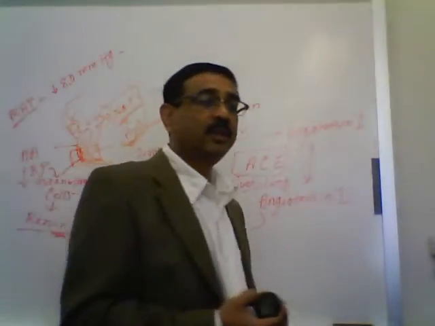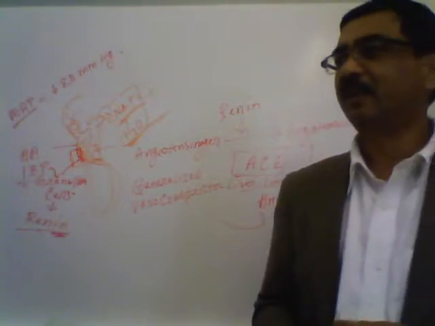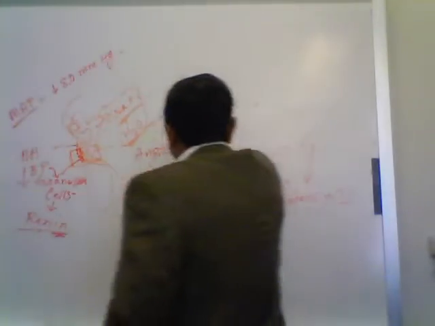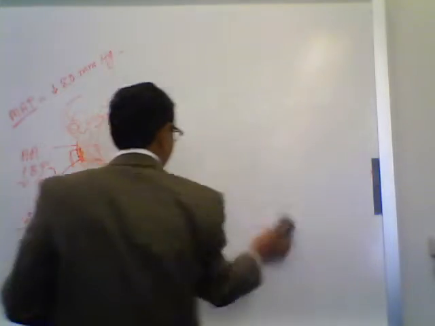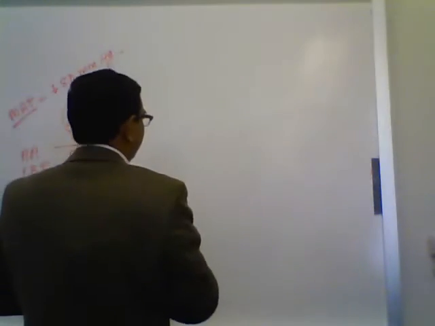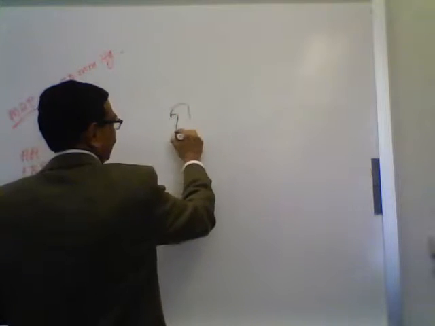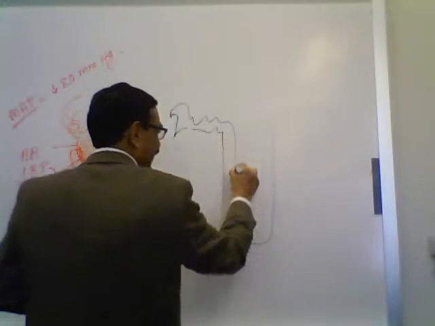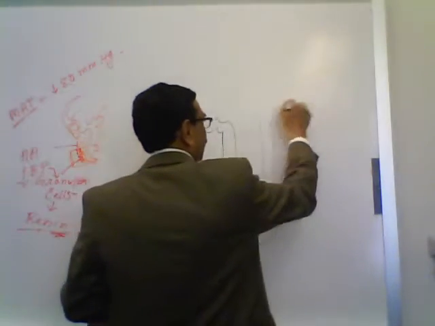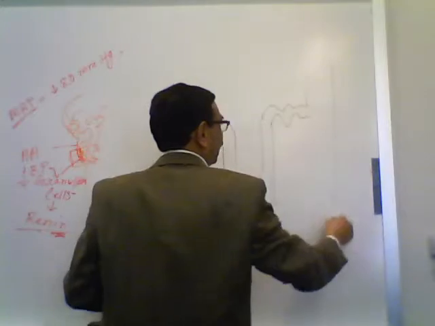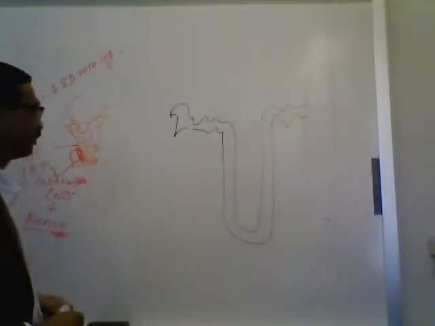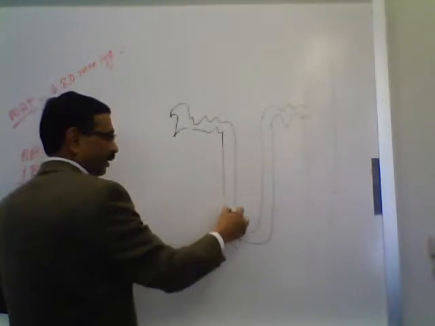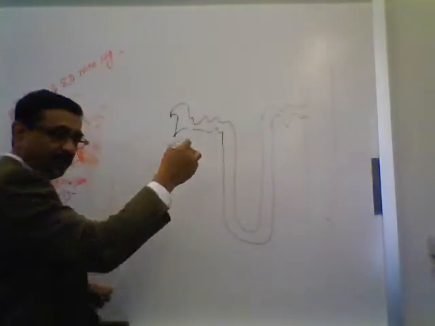Now, the counter current mechanism of the formation of urine. So, again, let me draw the nephron: proximal convoluted tubule, loop of Henle, distal convoluted tubule, collecting duct. You know this part. And this is the loop of Henle. It has a descending limb and an ascending limb, two limbs.